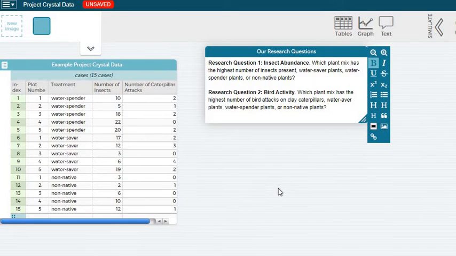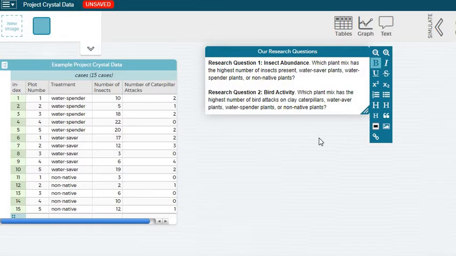So we've uploaded the data that you helped to collect into SageModeler. When you open up the link to our data, it will bring you to this page here. First of all, you'll notice that we have our research questions listed, because it's really helpful to refer to your research questions whenever we're analyzing data. Research question 1 is about insect abundance and research question 2 is about bird activity.